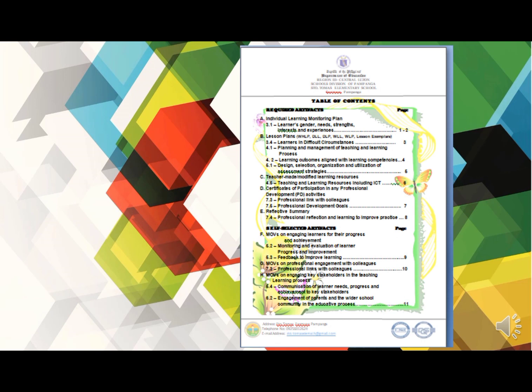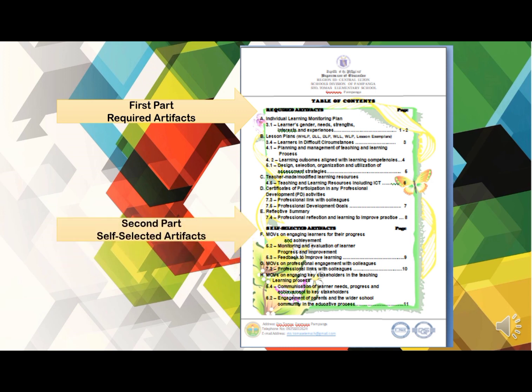The next one is the table of contents. In the table of contents, we have 2 parts. The first part is the required artifacts, and the second part is the self-selected artifacts. Here are listed the items under the required artifacts, as well as the pages, so that we won't get lost looking for our artifacts.